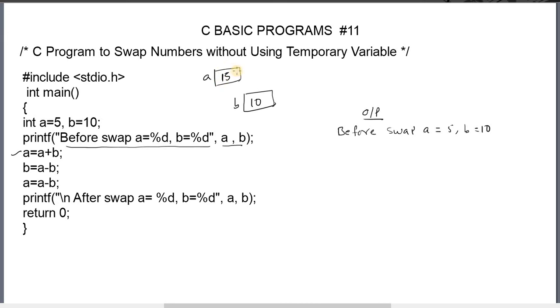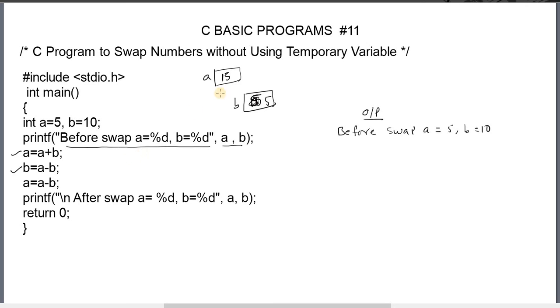Now, from this 15, if we subtract 10, we will get 5, the A value. By this step, B will get 5, the A value, because in A the total number is there. From the total number, if we subtract this 10, the B value, then we will get the A value 5, that is 5 here in B.